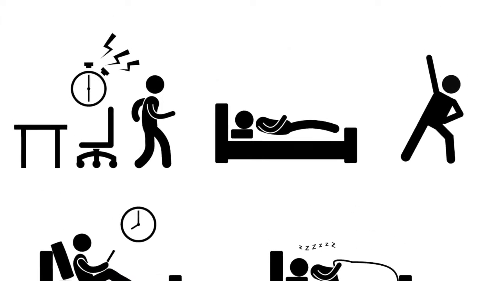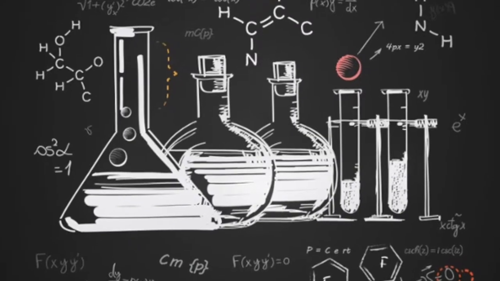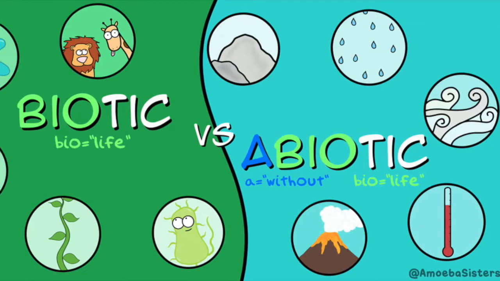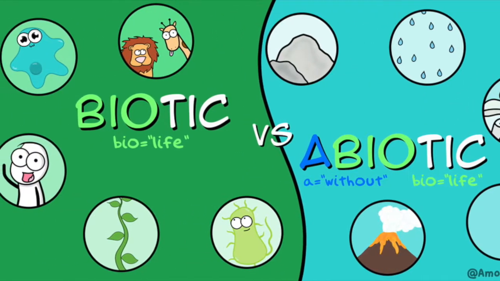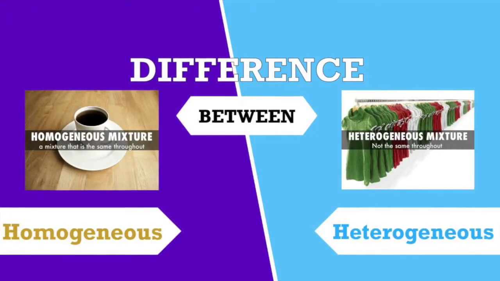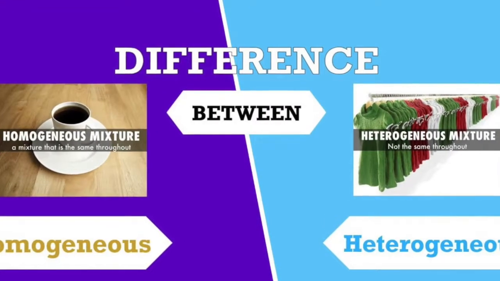So now, how does this relate to our everyday life? All of these topics can be found in real-life events. For example, biotic and abiotic factors, you can see them on a daily basis, since Earth is made of both. Homogeneous and heterogeneous mixtures can help you find out if you can separate your mixture or not.